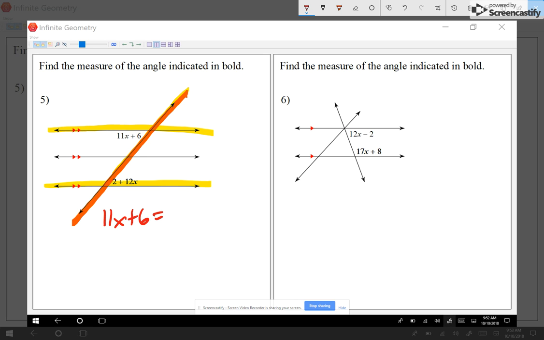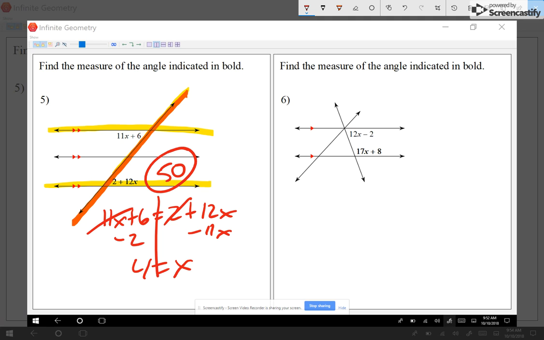They're both in between the parallel lines, so they equal each other. 11x plus 6 equals 2 plus 12x. I'm going to move the 11x over. I'm going to move the 2 over. I get that 4 is equal to x. But now the instructions here are find and measure the angle indicated in bold, which is 2 plus 12 times x. I had to multiply first. So 12 times 4 is 48, plus 2 will give me 50.